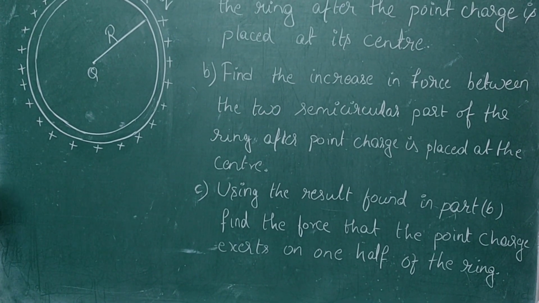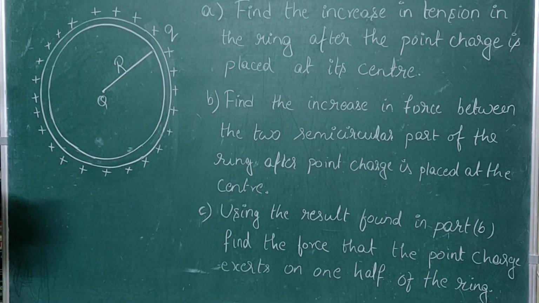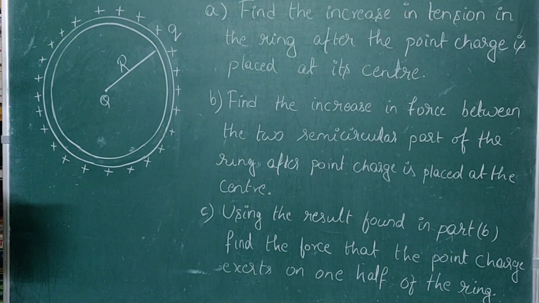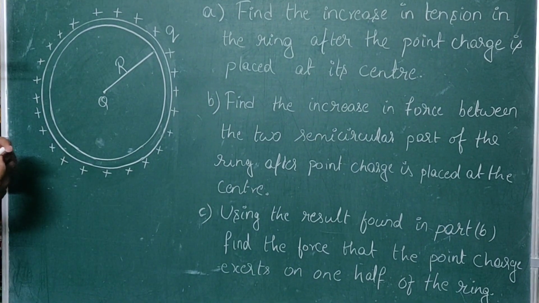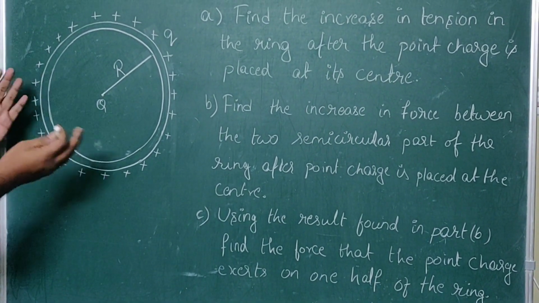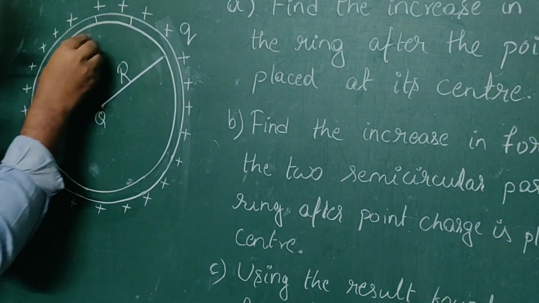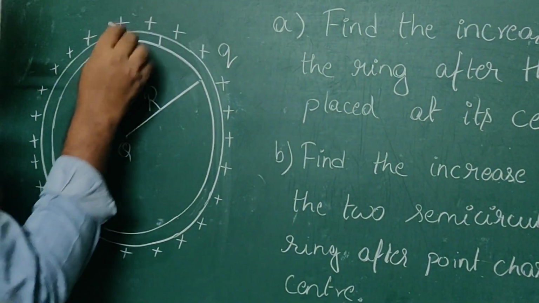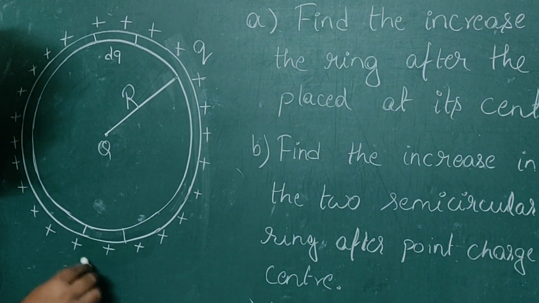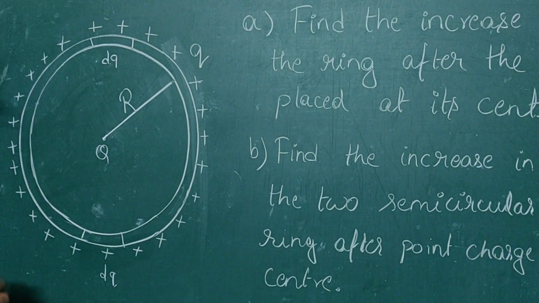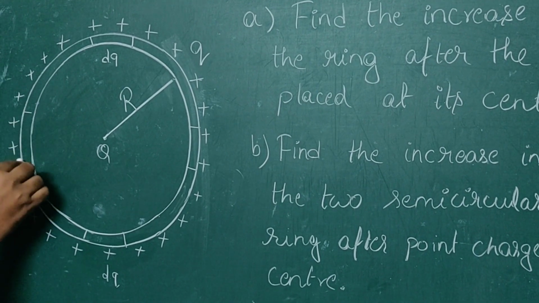But before we find the increase in the tension in the ring, first let us try to figure out why there is an increase in the tension in the ring. For that, let us split this ring into small segments of small charge dq. Let me consider one segment here of charge dq, and another diametrically opposite segment of the same charge dq, and we can consider n number of segments on the ring, each segment diametrically opposite.